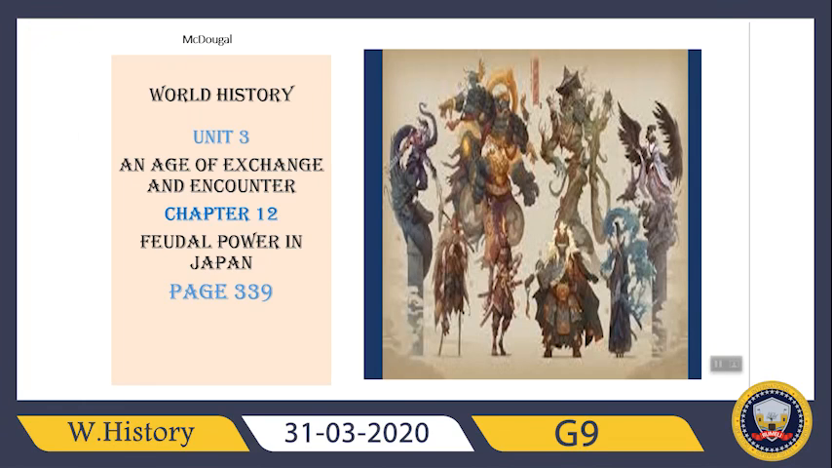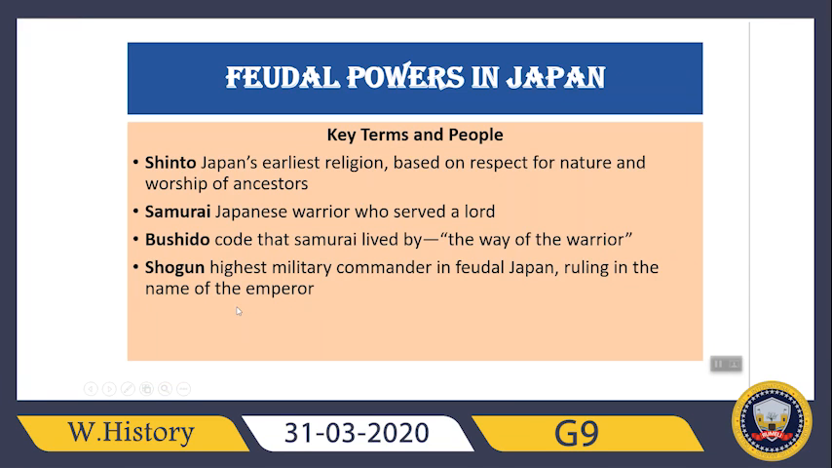The new lesson, from chapter 12, where there were 2 lessons left. Today we will cover feudal power in Japan. You will find this lesson on page 339, that is 339. In this lesson, you will learn about the early Japanese and their system of government.